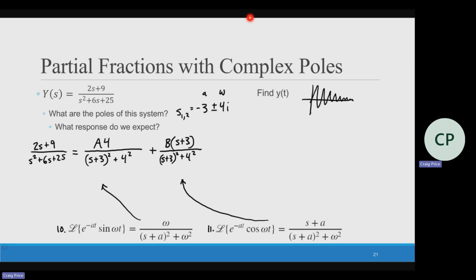Now, what is the difference? I have my partial fractions now. Notice these have the same denominator. What do I need to change this denominator to equal the one on the left-hand side?